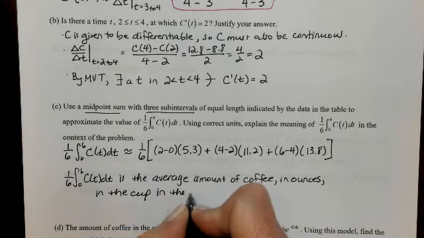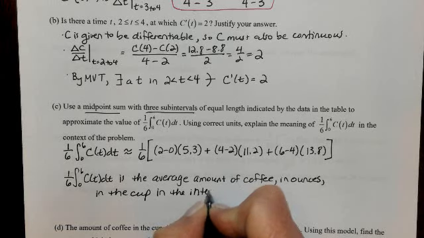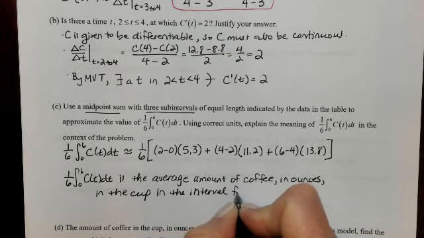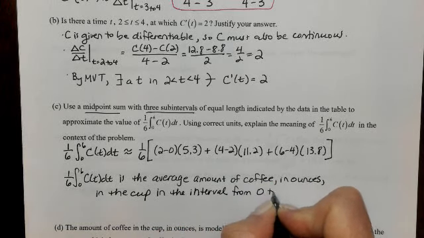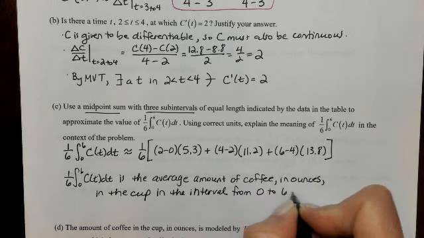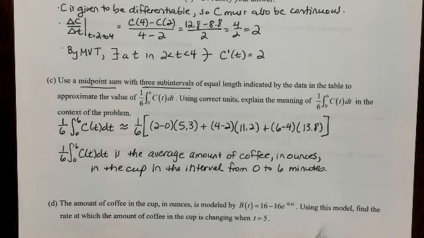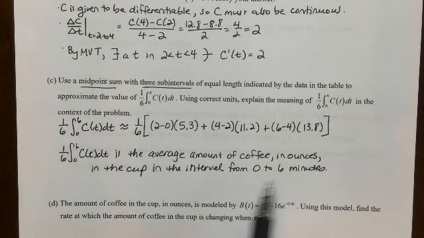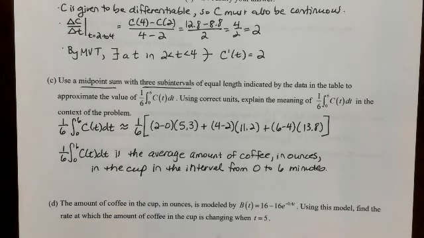In the time interval from 0 to 6 minutes. And reread it. Make sure that it sounds like it's an actual sentence, all right? Make sure that you have two sets of units, ounces and minutes, and make sure that you included average amount of C or average amount of coffee or average C, something like that. It needs to have the word average in it.